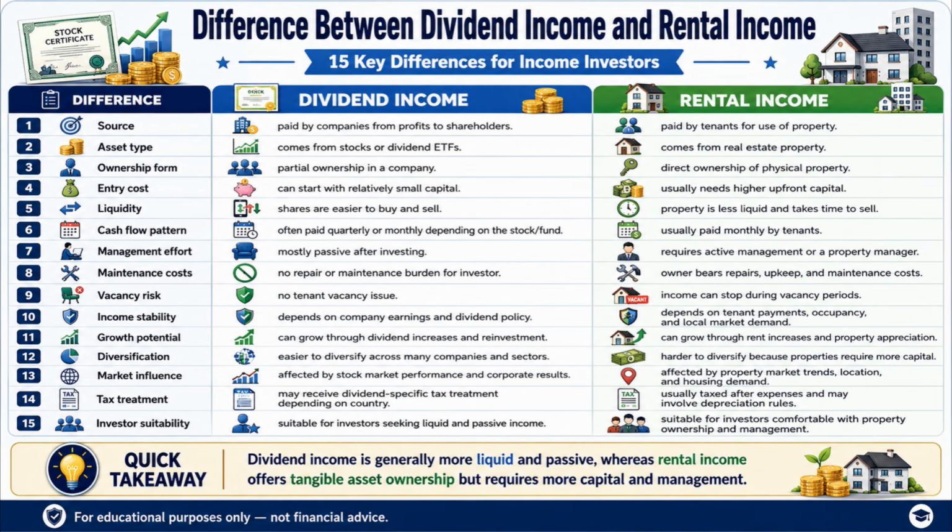Number 14. Dividend income may receive dividend-specific tax treatment depending on the country, whereas rental income is usually taxed after expenses and may involve depreciation and property-related tax rules. Number 15. Dividend income is often suitable for investors seeking liquidity and passive income, whereas rental income is more suitable for investors comfortable with property ownership, tenant management, and higher capital commitment.